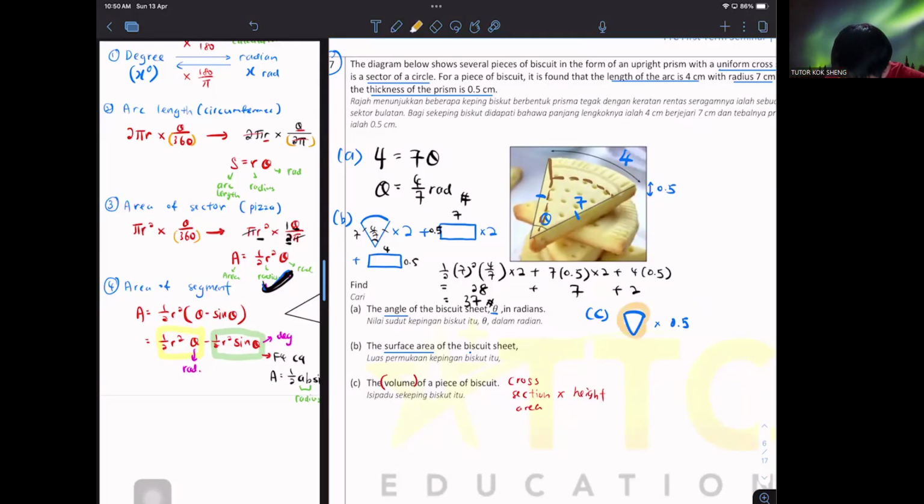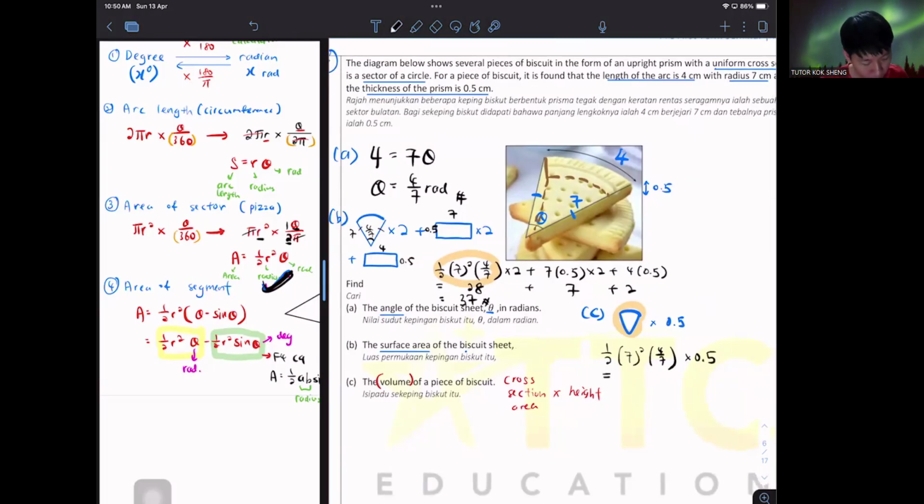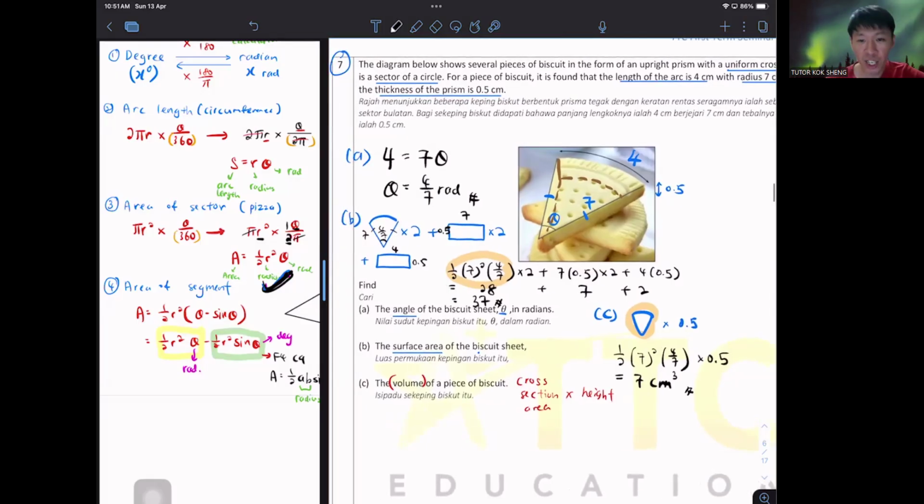Sector, copy here only. So 1 over 2 times 7 squared. This one is 14, right? Yeah, 14. Times 7. Just cm cubed, correct. Yes, easy. The answer is 7.